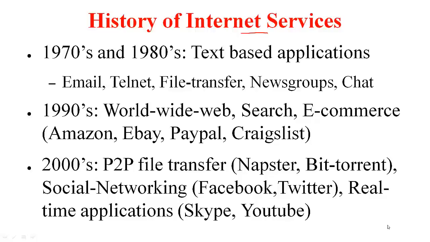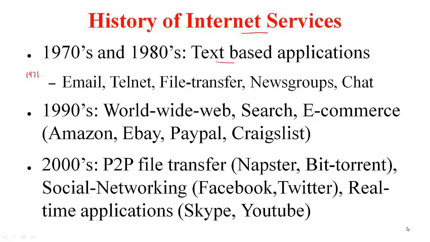The foundation of the internet was laid sometime in the late 1960s and early 1970s. Email was one of the first killer apps. In fact, it came into being in 1971 itself. At the time, in the 1970s and 1980s, a lot of the applications were text-based. So we had telnet, file transfer, newsgroups, text-based chat, and so on and so forth.